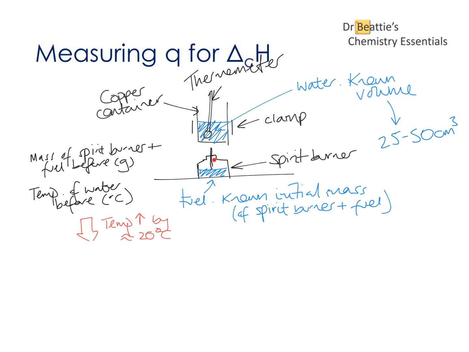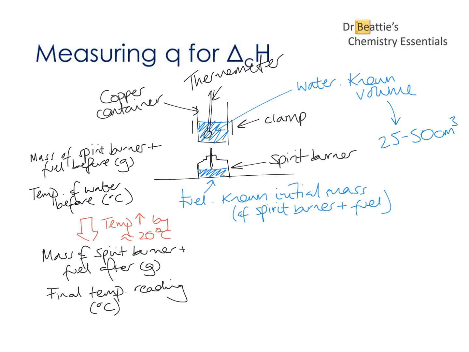You then burn the fuel, so it's undergoing combustion, and allow the temperature of the water to rise by approximately 20 degrees Celsius. And then you take the mass of the spirit burner plus the fuel afterwards, and then you take the final temperature reading on the thermometer. And what this is allowing us to do is to see how much of the chemical energy transferred in the fuel is converted to heat energy in warming the water. And this is labelled as Q, or energy transferred.